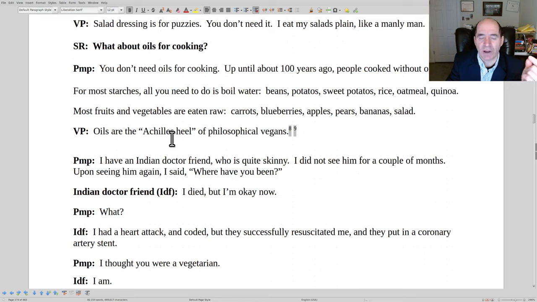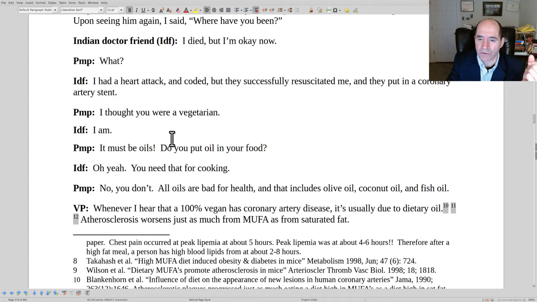Oh yeah, and I've had friends, like an Indian doctor friend who had a myocardial infarction, had to be defibrillated, and then he came out of it just fine. And I couldn't understand it. The guy's totally skinny and healthy looking and energetic, but it turns out that he cooks with a lot of oil. And I think that's why he had a myocardial infarction.